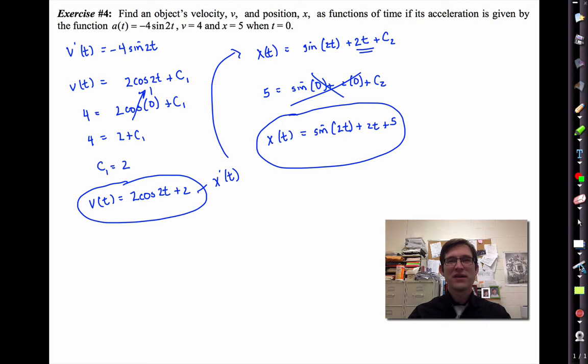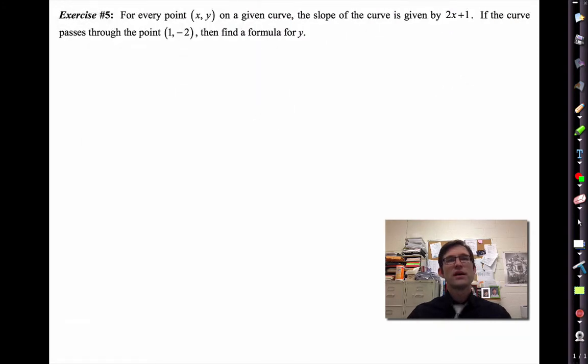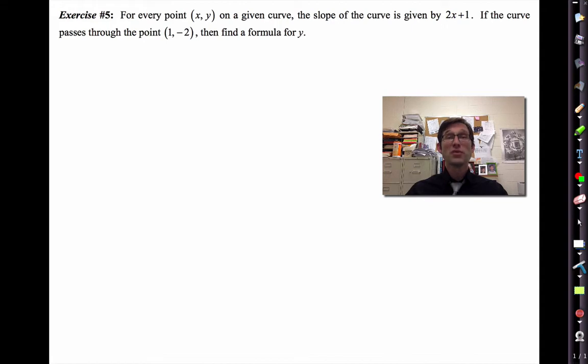All right, I'm going to clear this out, so copy down what you need to. All right, last problem. This was, I have to admit, kind of taken off of an AP multiple choice question, but I love the way that it was worded, so I wanted to expose you all to it. It says, for every point x, y on a given curve, the slope of the curve is given by 2x plus 1. If the curve passes through the point 1, negative 2, then find a formula for y.